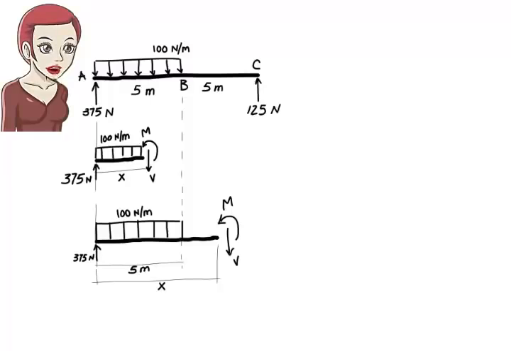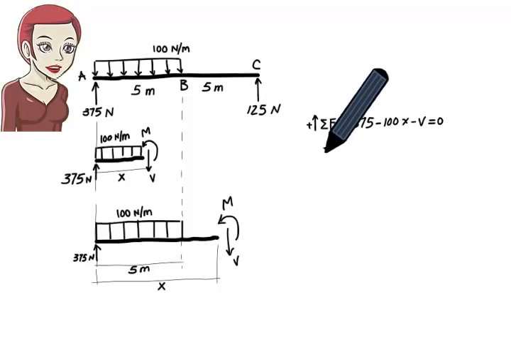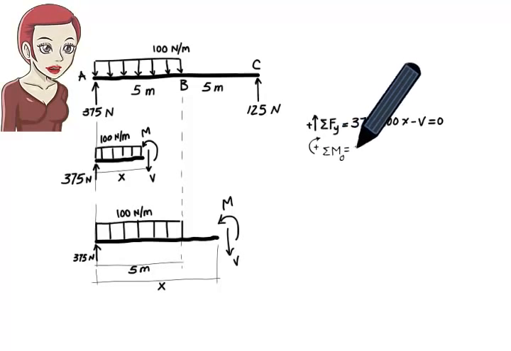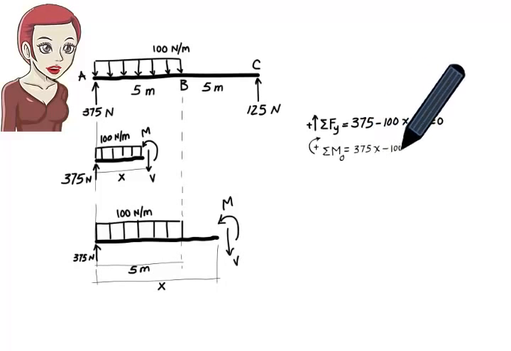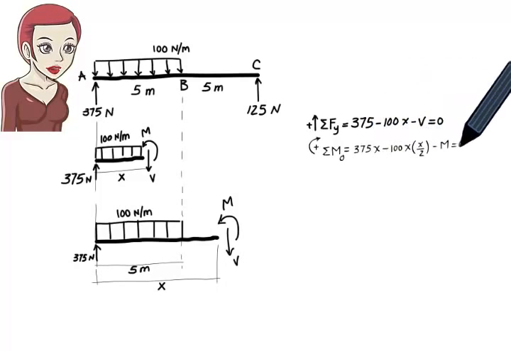For the first free body diagram we have sum of the forces in the y direction equals 375 minus 100x minus V equals 0. Sum of the moments about the cut point equals 375 times x minus 100 times x over 2 minus M equals 0. Solve the first equation for V and the second equation for M.